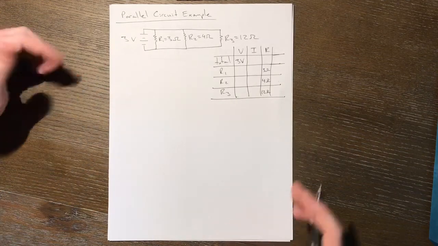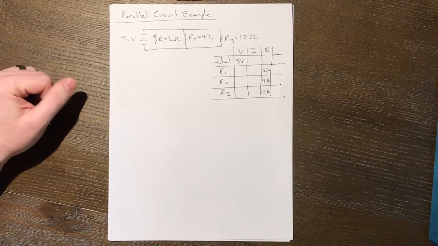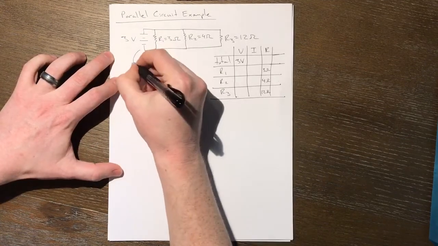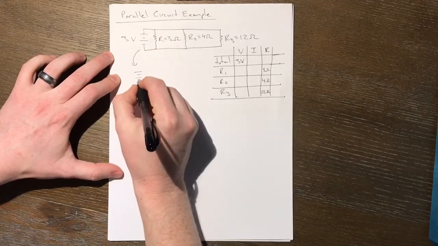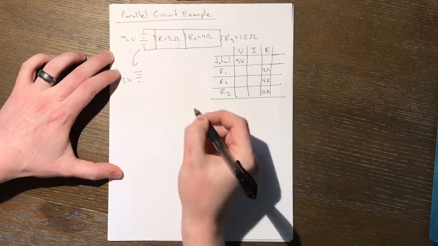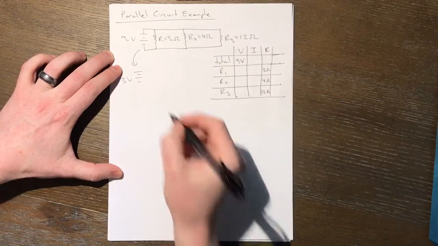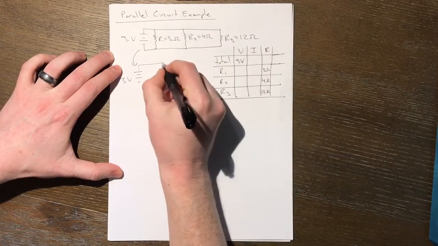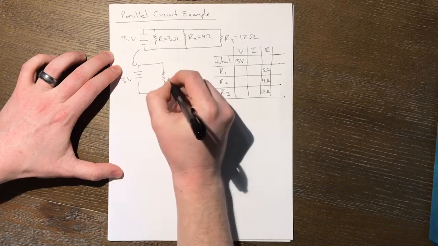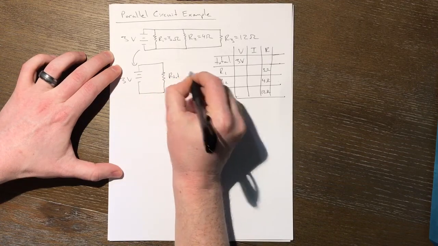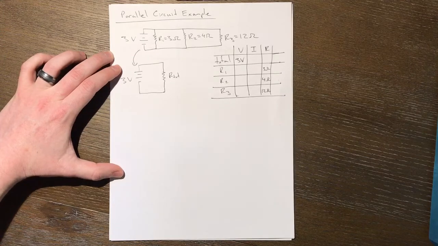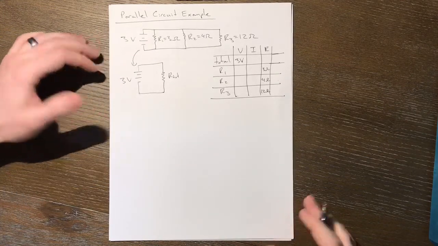All right, so that's where this problem starts. Well, what are we going to do next? We're going to simplify it. That's always the next step to take. And these are all in parallel with each other, which means that we can combine them all into one single equivalent or total resistance. But how do we do that?